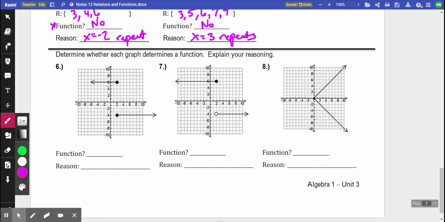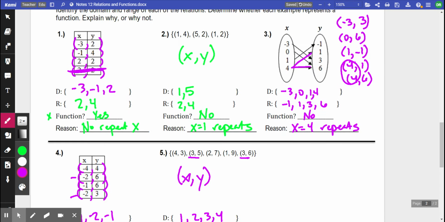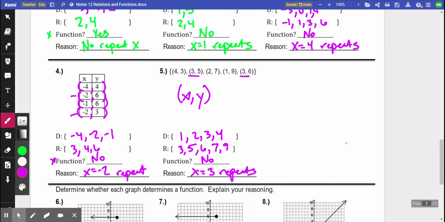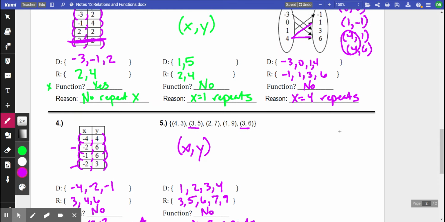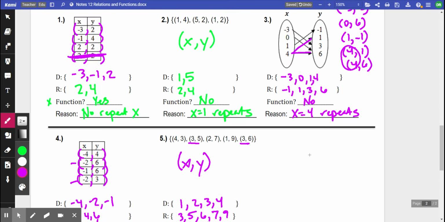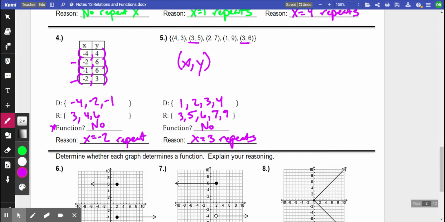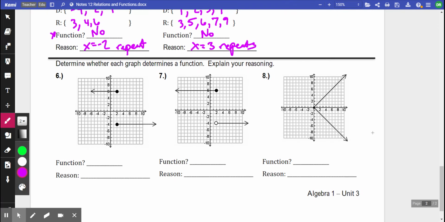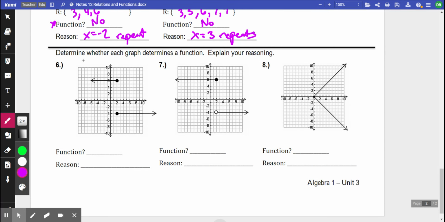All right, now that we have our graph, notice that all of these relations were tables or lists or mappings. We didn't do any graphs because I'm going to do something else to determine whether or not we have a function. And stating our domain and range won't always be as easy as just listing numbers. All right, so with our first graph, we're going to look to see if we draw in any vertical lines, would we have a vertical line that touches our graph in 2 spots?